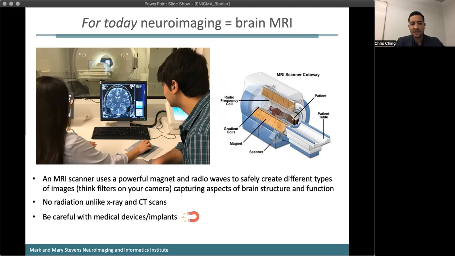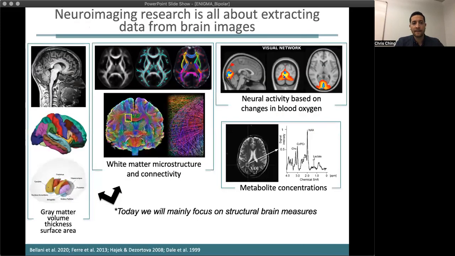So unlike other techniques, there's no radiation associated with MRI. It's completely safe. We just have to be careful about anyone with any sort of metal implant or medical device, many of which these days are MR safe. But because it's a big magnet, that's the major safety concern.